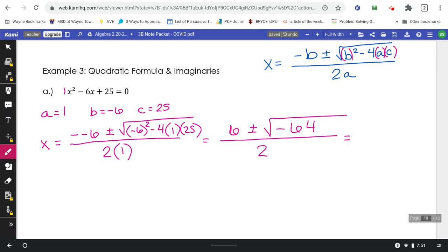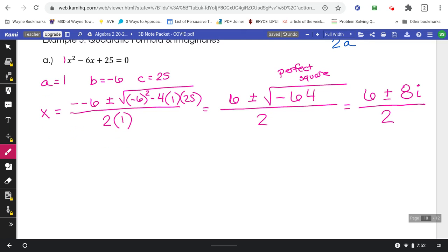I'm going to still focus on the discriminant, so what's underneath the square root bar? The square root of 64. 64 is a perfect square. So I know the answer is 8. Because of the negative, I will put an i. That's a pretty good answer.